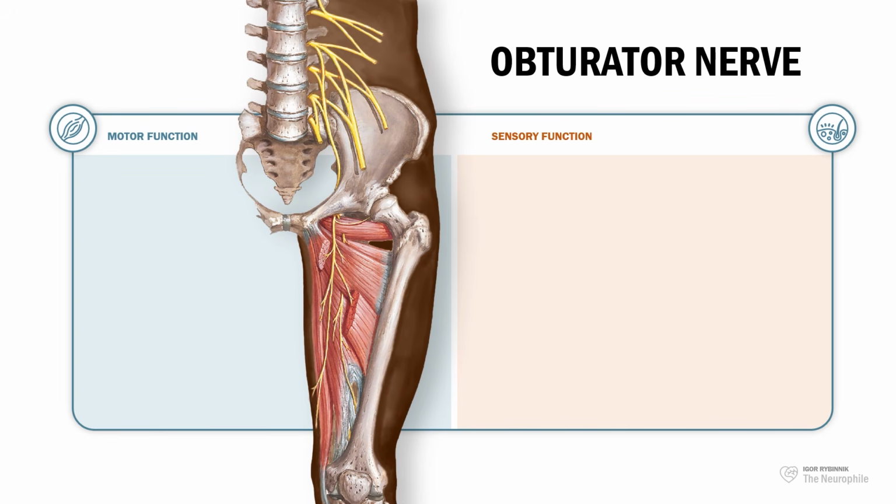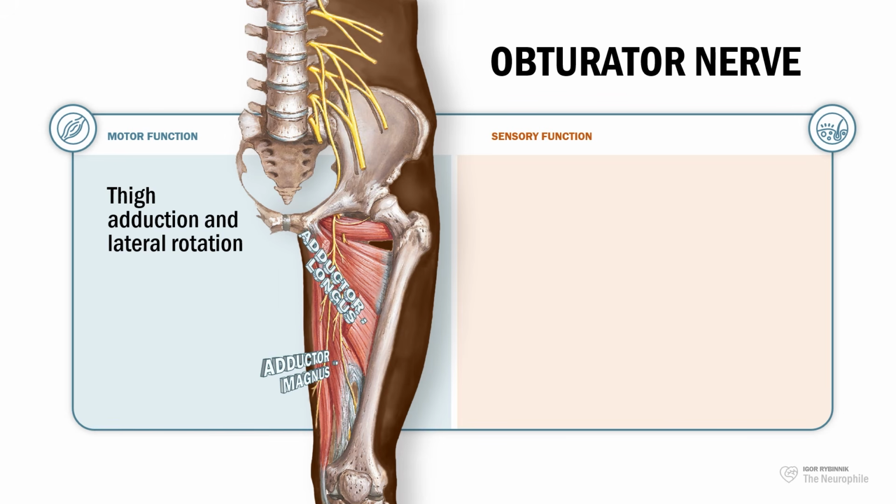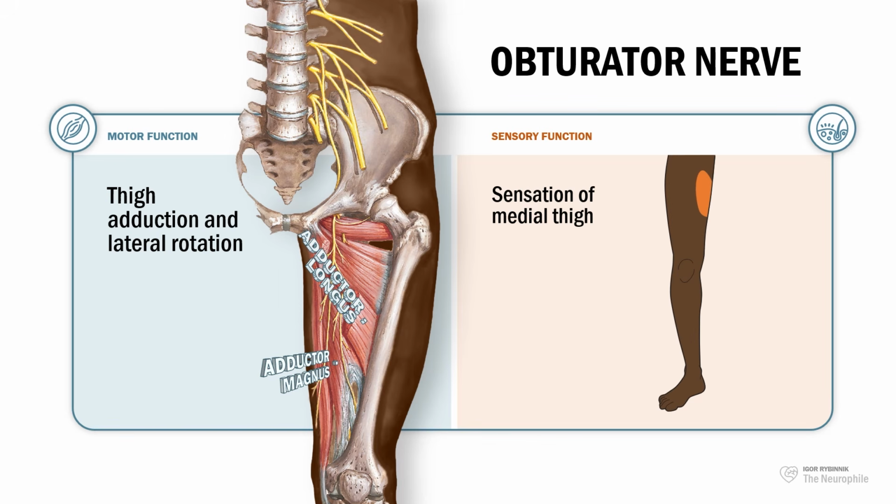Okay, now let's review the obturator nerve. What are the motor functions? It's all about thigh adduction, thanks to adductor longus and adductor magnus. Easy. Sensory? Just a small patch of skin on the medial thigh, which is usually not particularly obvious.